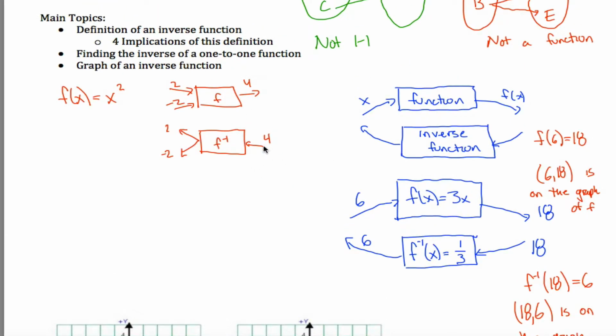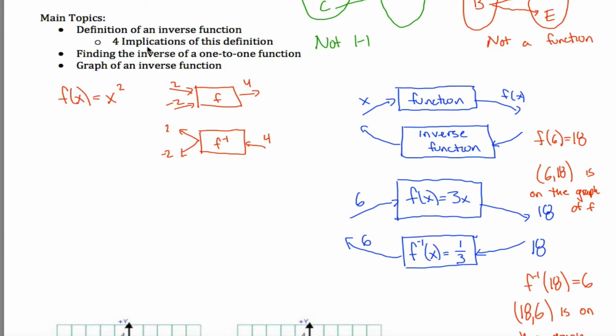The third one, really I could call it 2b. It's really related to the thing that I just said. Recall that the set of numbers you're allowed to put into your function is called the domain of the function. And the numbers that can come out of your function is the range of the function. But the numbers that come out of the function are exactly the numbers that go into the inverse function. And the numbers that come out of the inverse function are exactly the numbers that go into the function.